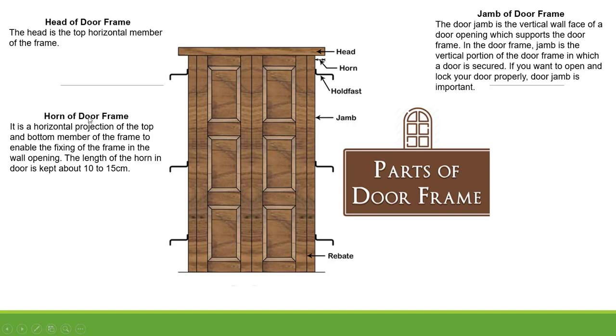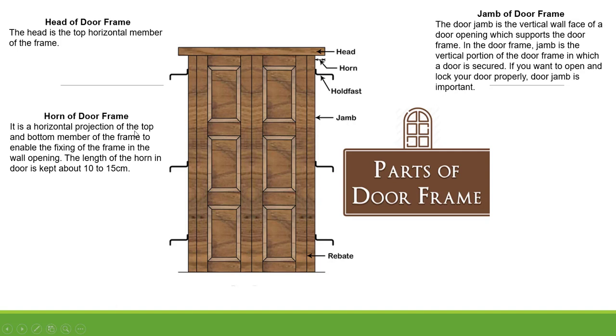The next is horn of the door. You can see here, this is the horn, the projected part of the head, right? From here to here, this part is horn, and on this side too, this part is horn. It is a horizontal projection. This projection and this projection. There are two horns in this door.